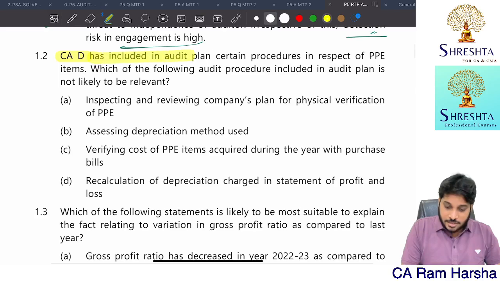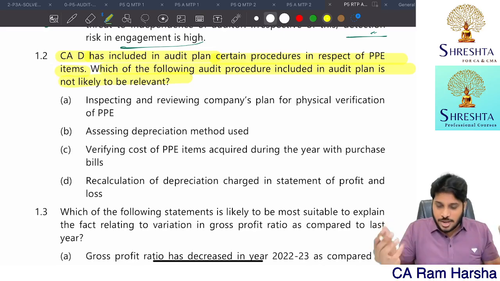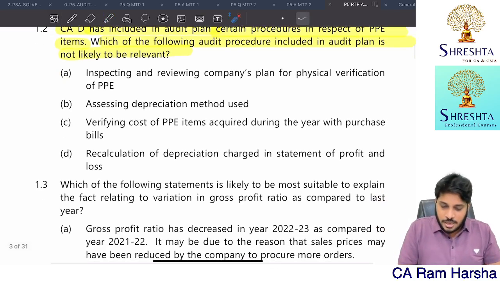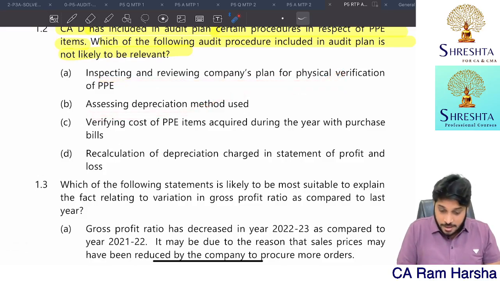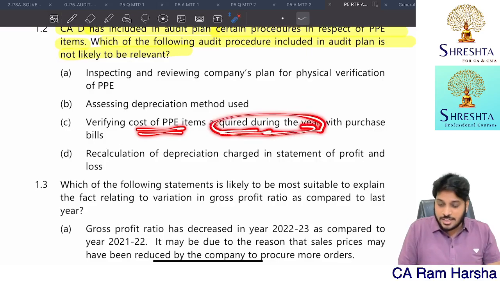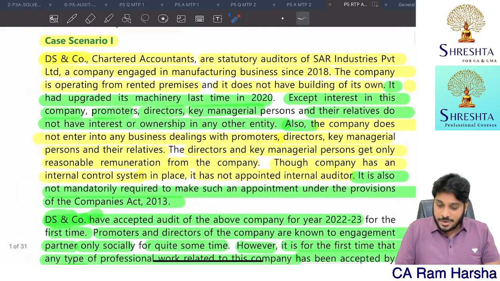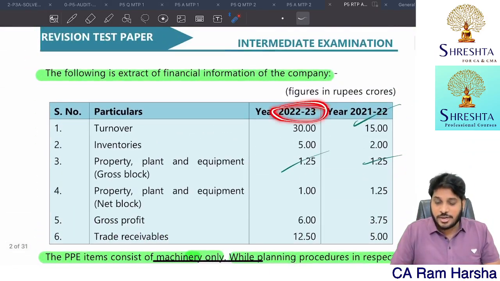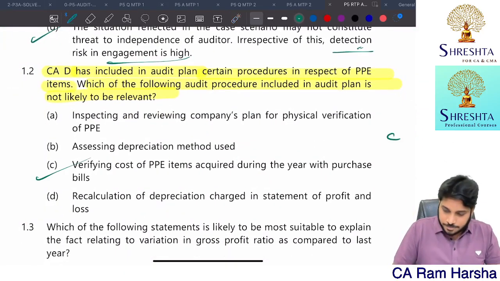The auditor has included in the audit plan certain procedures in respect of PPE. Which of the following procedures included in the audit plan is not relevant? We want to verify acquisitions. There is no acquisition at all as per the balance sheet. Inspecting physical verification, that is correct. Assessing depreciation method, correct. Verifying cost of PPE acquired during the year. There is no acquisition during the year. Even in the question at the first they said the company acquired plant and machinery last time, in 2020 only. So in the current year 22-23, there is no acquisition. Yes or no? So this is not relevant.